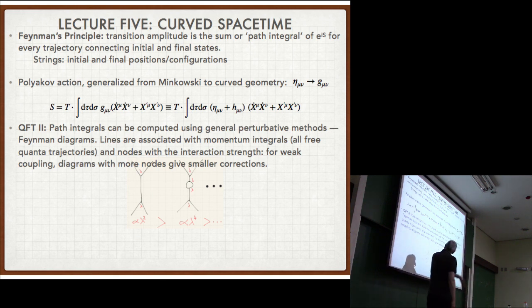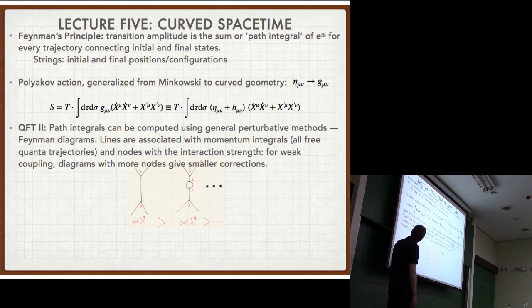You basically draw any, subject to other constraints, any topologically possible drawing, and the rules effectively say for every line in your drawing you're going to get a momentum integral, summing over all the momenta a particle might have when it goes from one point to another. For each node, you're going to associate the interaction strength, sort of the charge of the electron or something like that. And that gives you a recipe for associating a number with each of these diagrams.